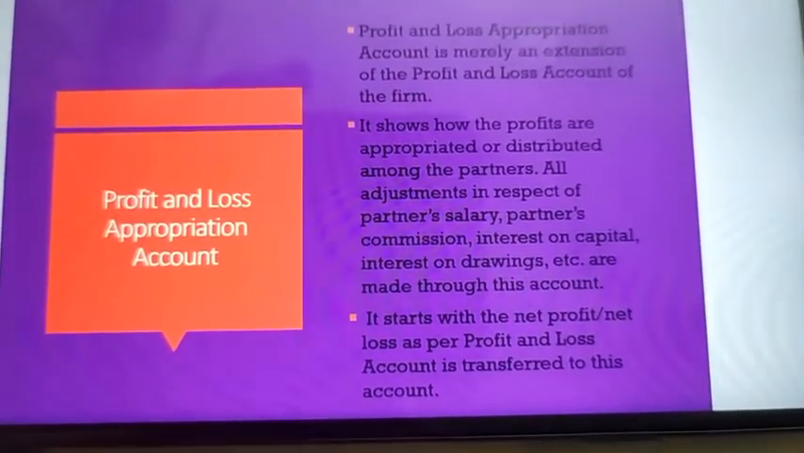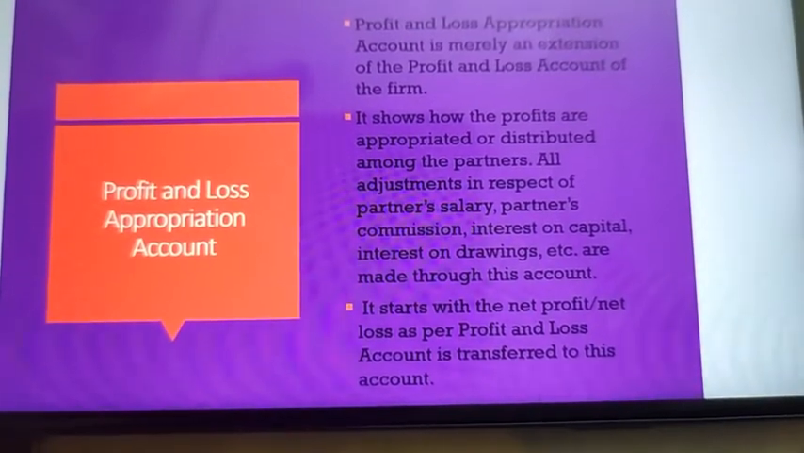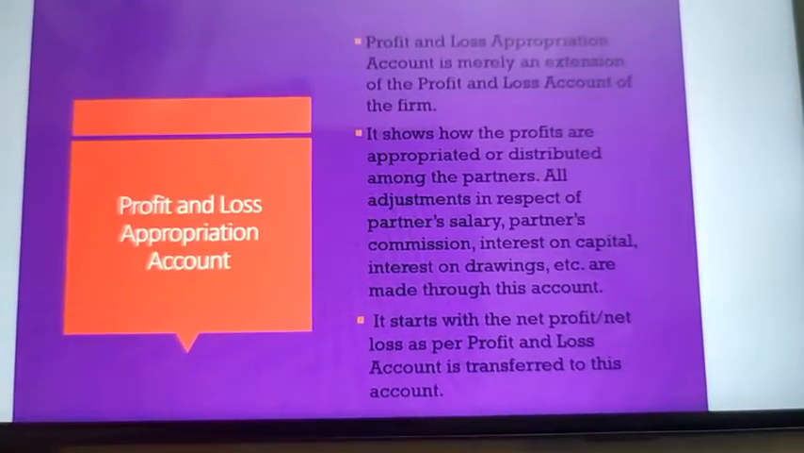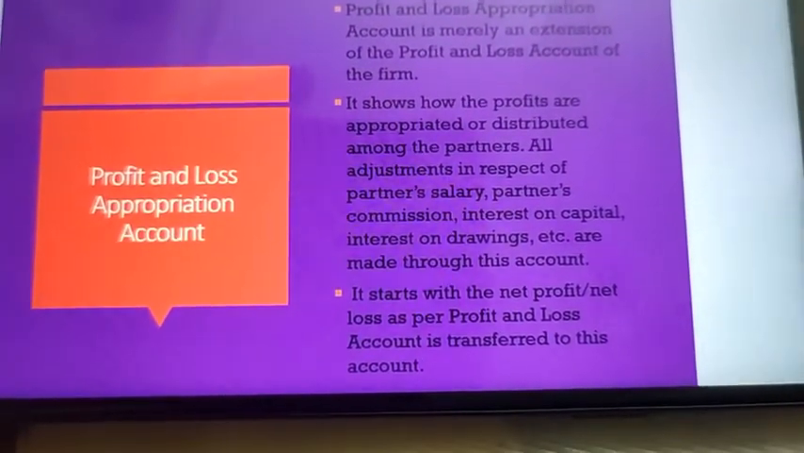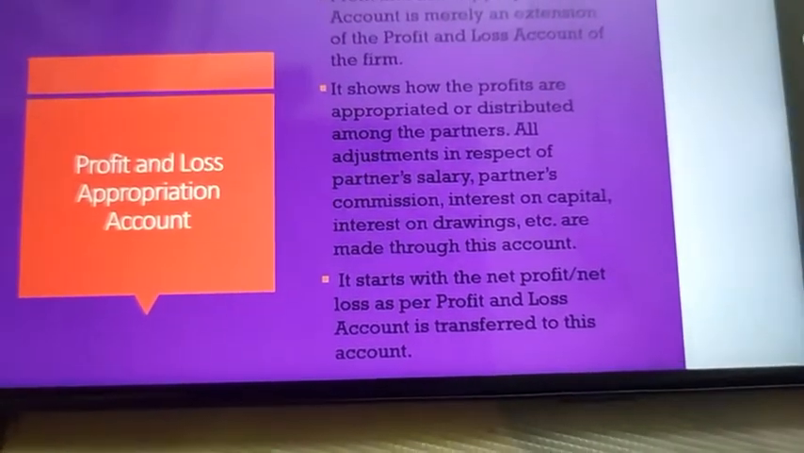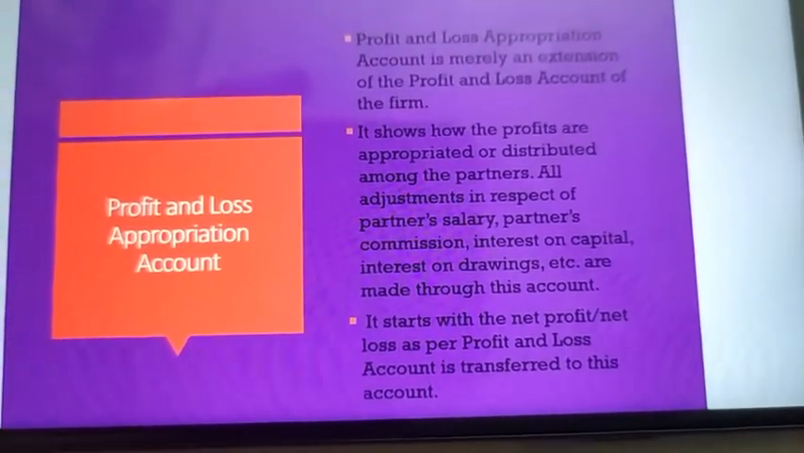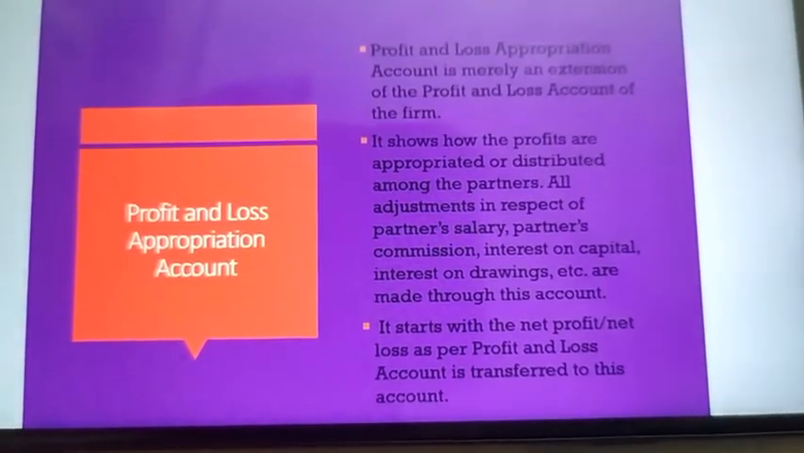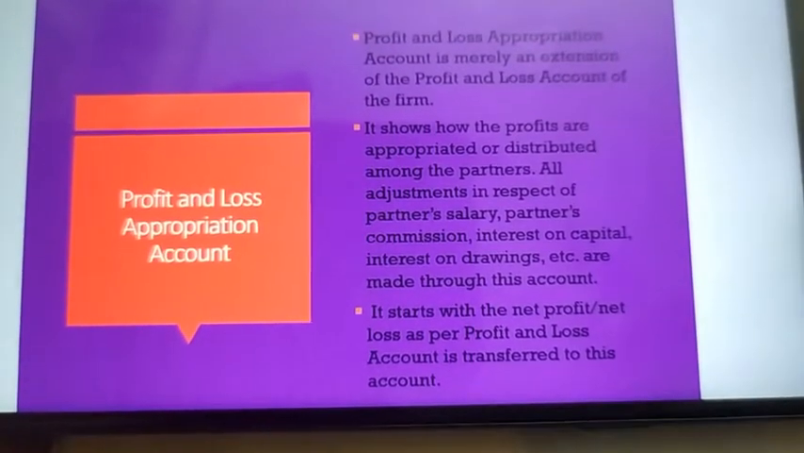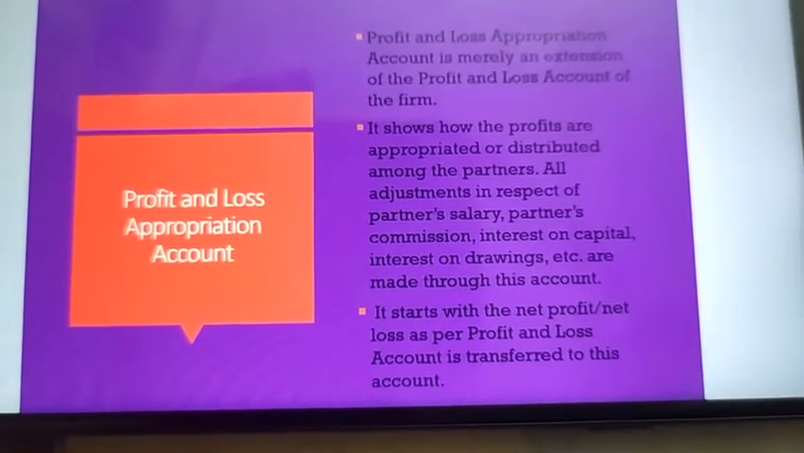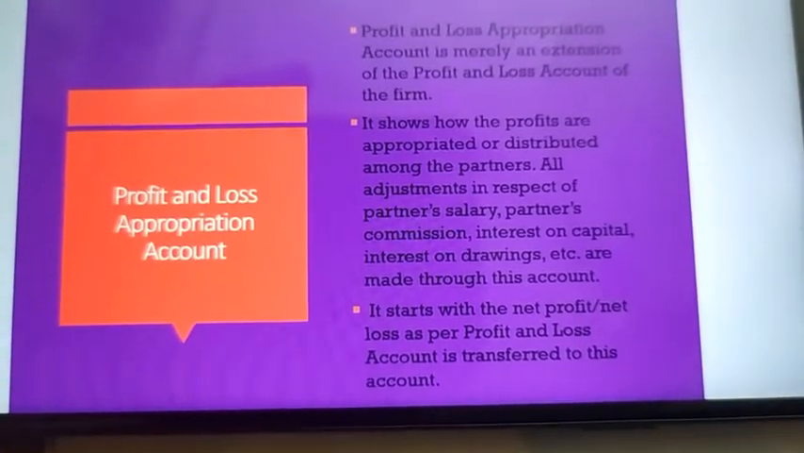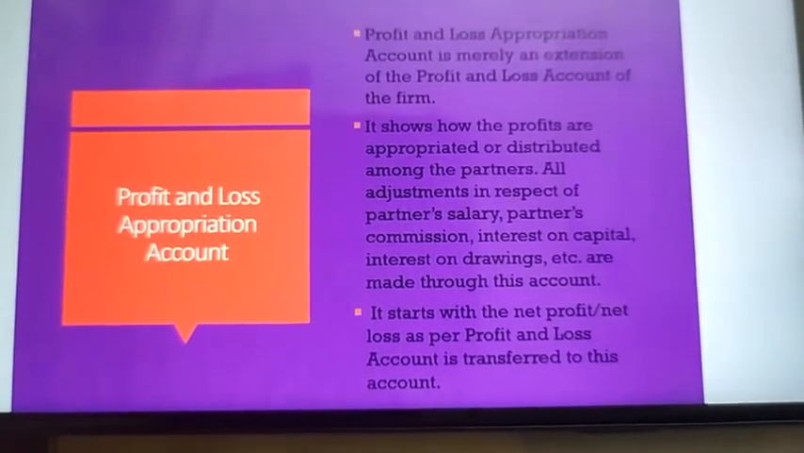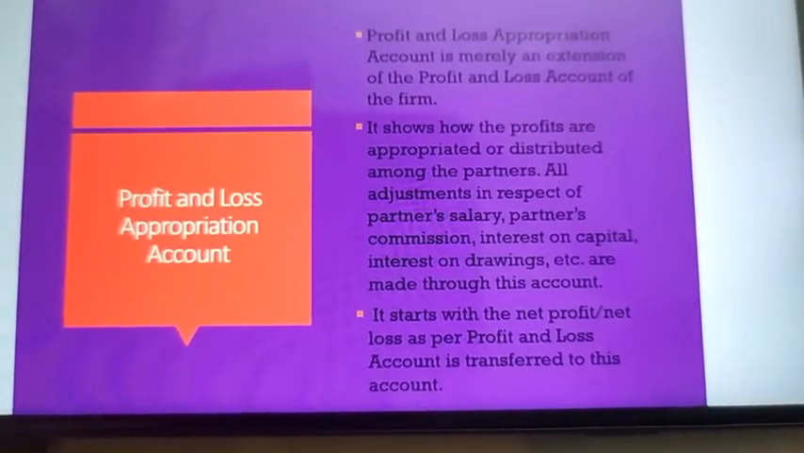So if we say what are the features of the profit and loss appropriation account, we may mention that it's just an extension of the profit and loss account. And such an account is only prepared by a partnership firm, remember that. Except for a partnership firm, other businesses don't maintain such an account. It shows the appropriation of net profit or net loss for the accounting period. Whatever net profit or net loss is generated from the profit and loss account will be appropriated in this account.